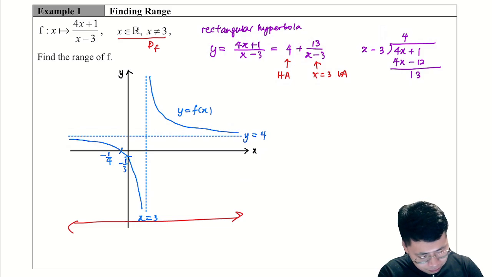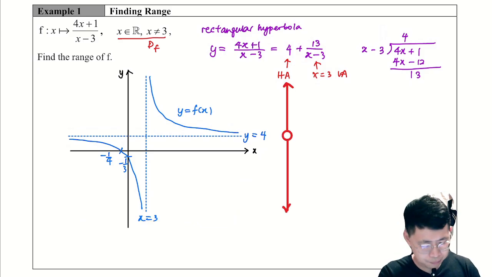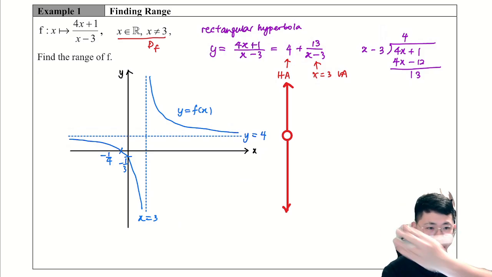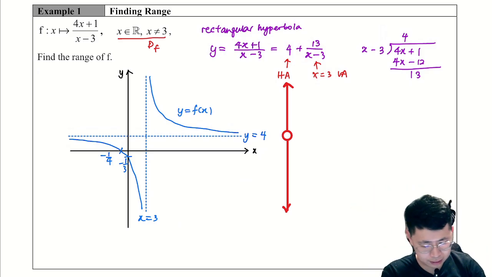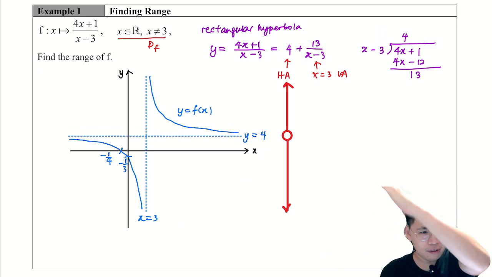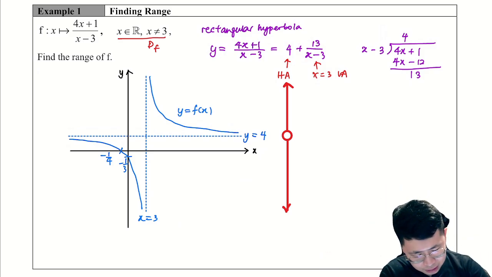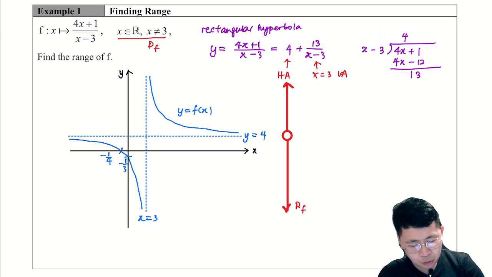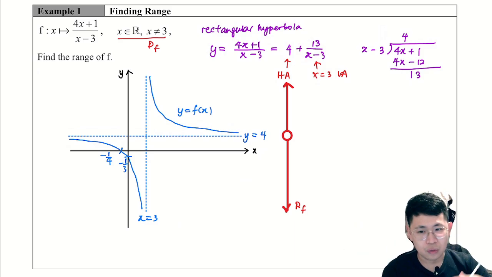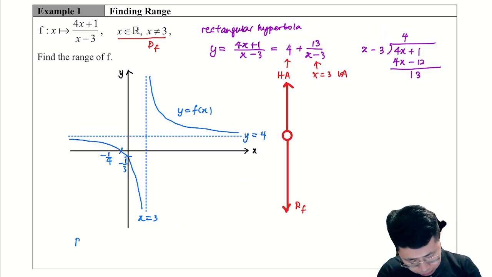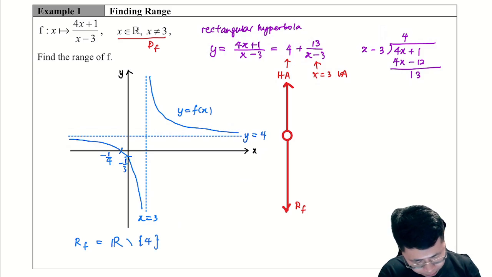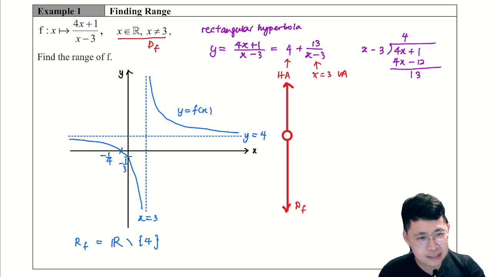So similarly, except for y equals 4, the y values above and below over there are actually the range of f. So this set is actually the range of f. How do we express this range of f from a diagram in written form? From the graph, the range of f would be just all the real numbers except for 4.